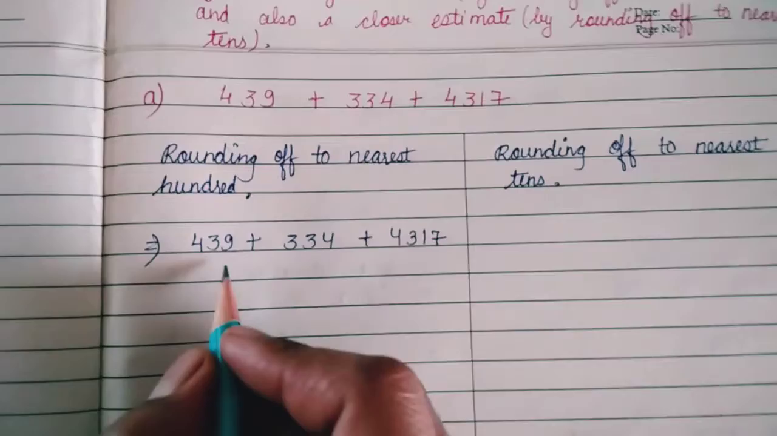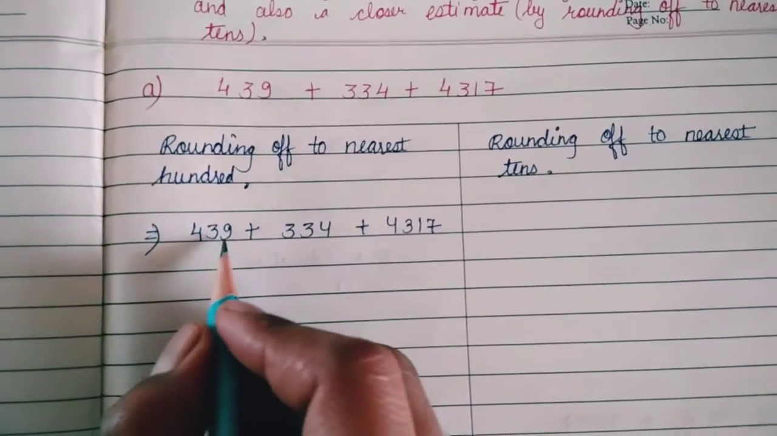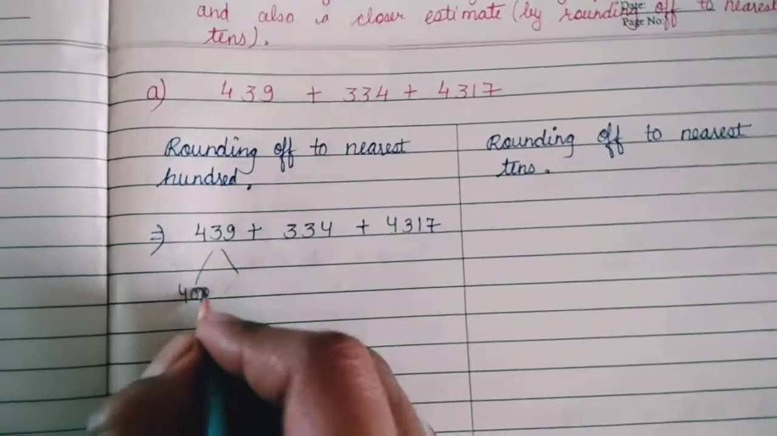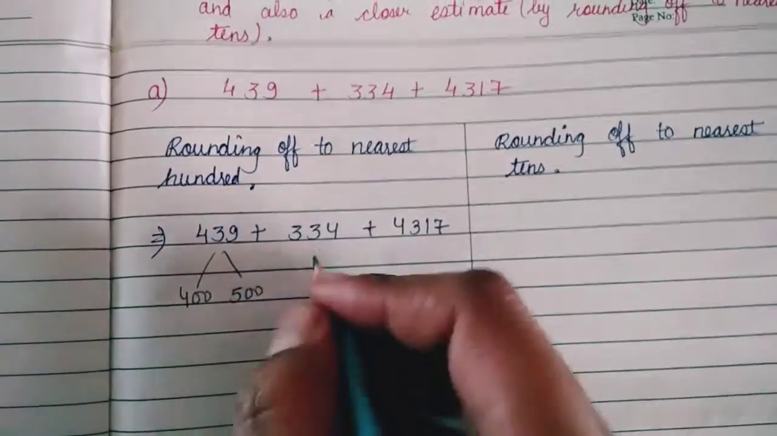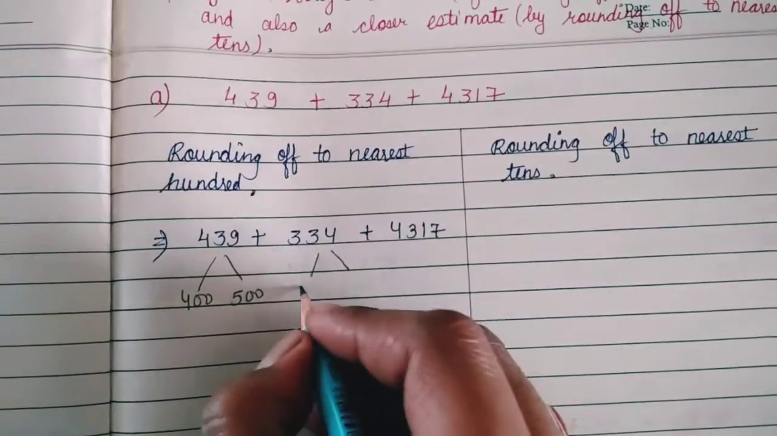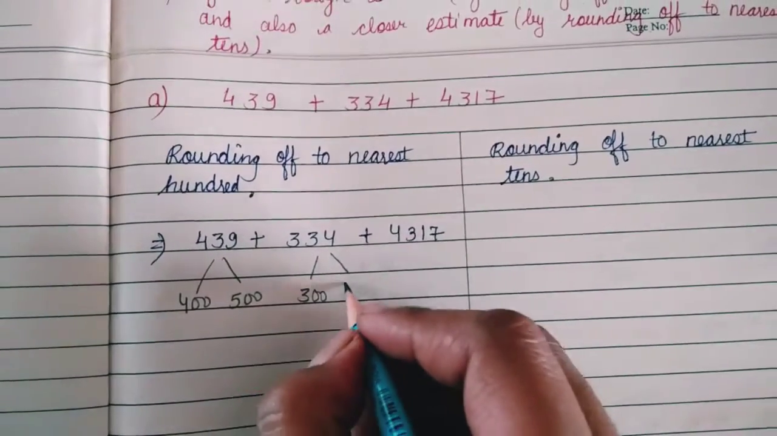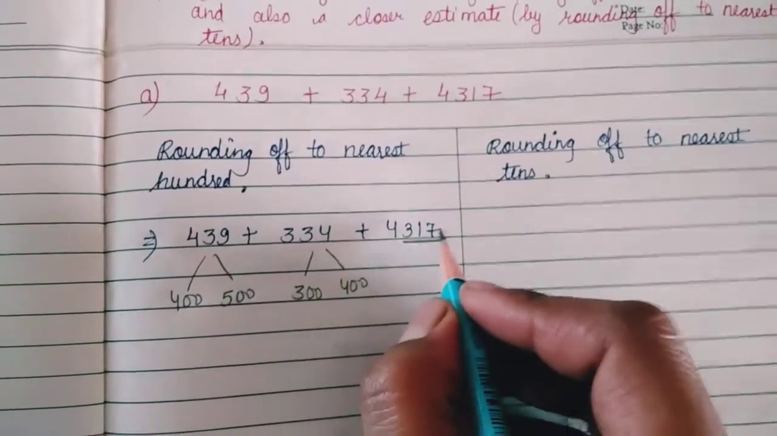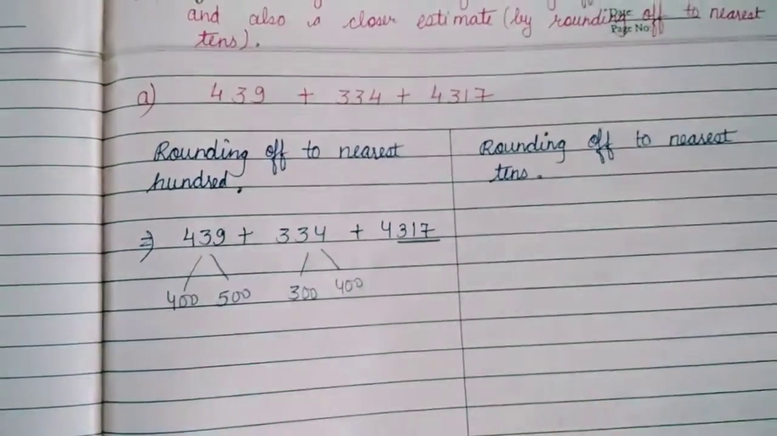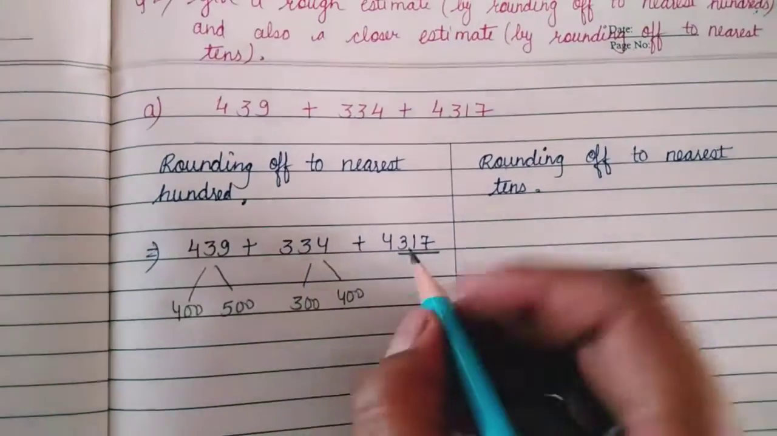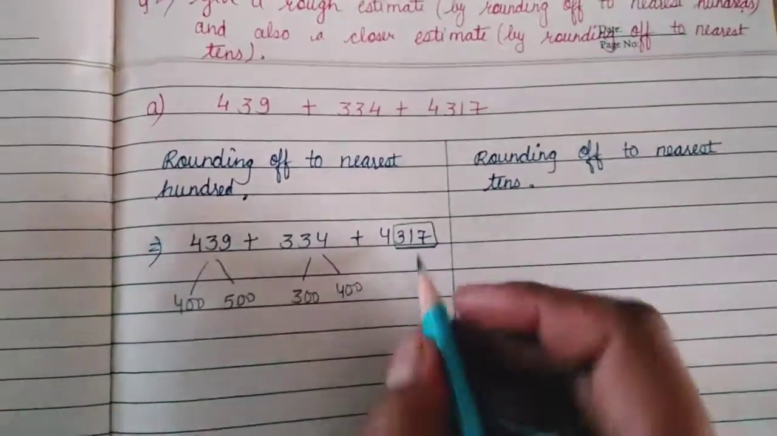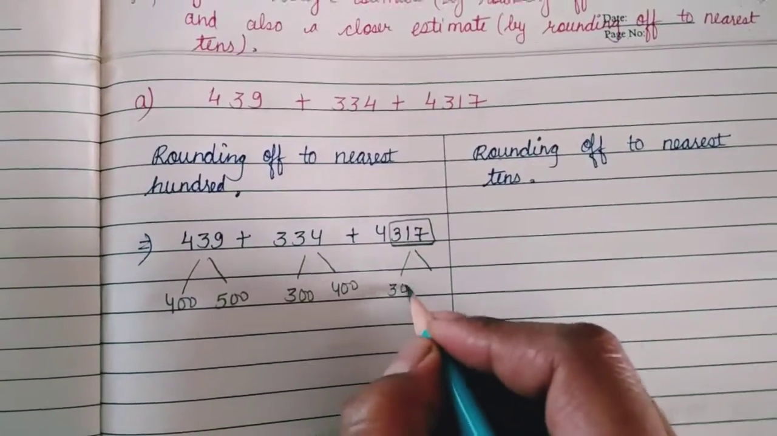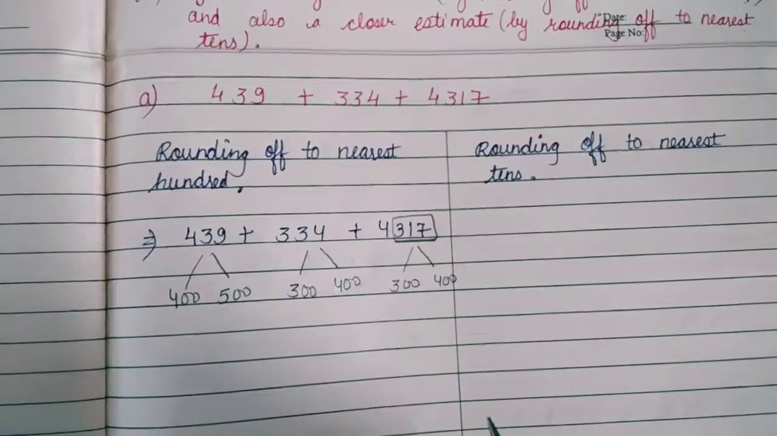Simply we can see 439 is coming in between 400 and 500. This 334 is coming in between 300 and 400. And we have to estimate only the 100 place, that's why 1 stands for 100. We will not include the 4 in the estimation. So 317 is coming in between 300 and 400.